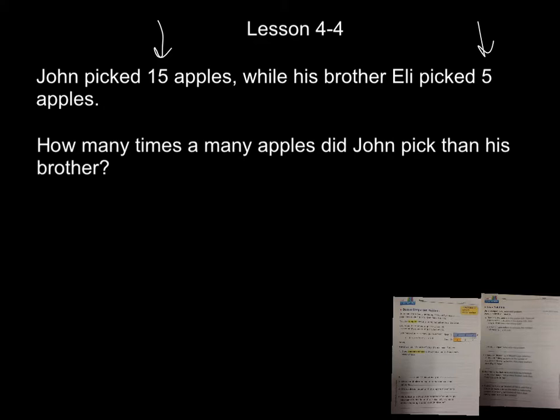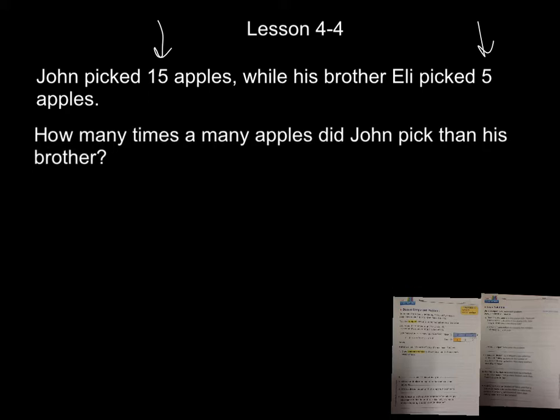First, there are several ways you could compare two quantities in this problem. For example, we can use multiplication to describe the greater amount in terms of the lesser amount. When we use multiplication to compare, we include the phrase times as many. So we could say John picked so many times as many apples as his brother, Eli. So, how many times as many apples did John pick as his brother?